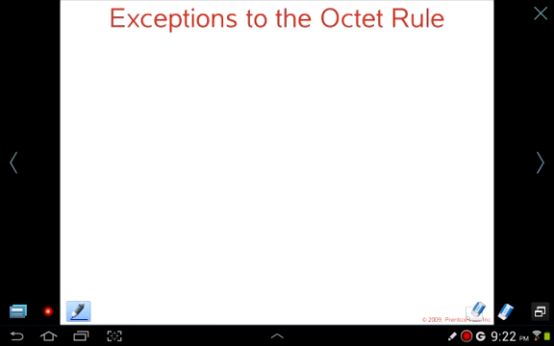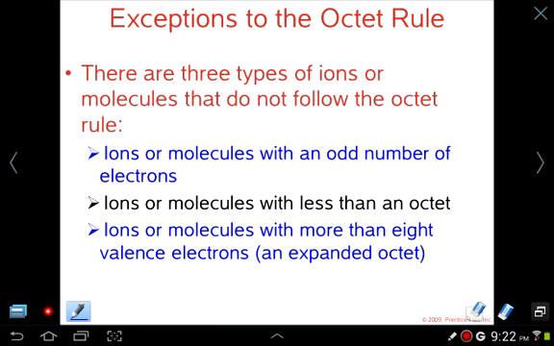Let's also talk about some exceptions to the octet rule. It turns out that molecules don't necessarily have to follow the octet rule. In fact, there are many molecules that do not follow the octet rule. And there are 3 types of these exceptions that we'll talk about.